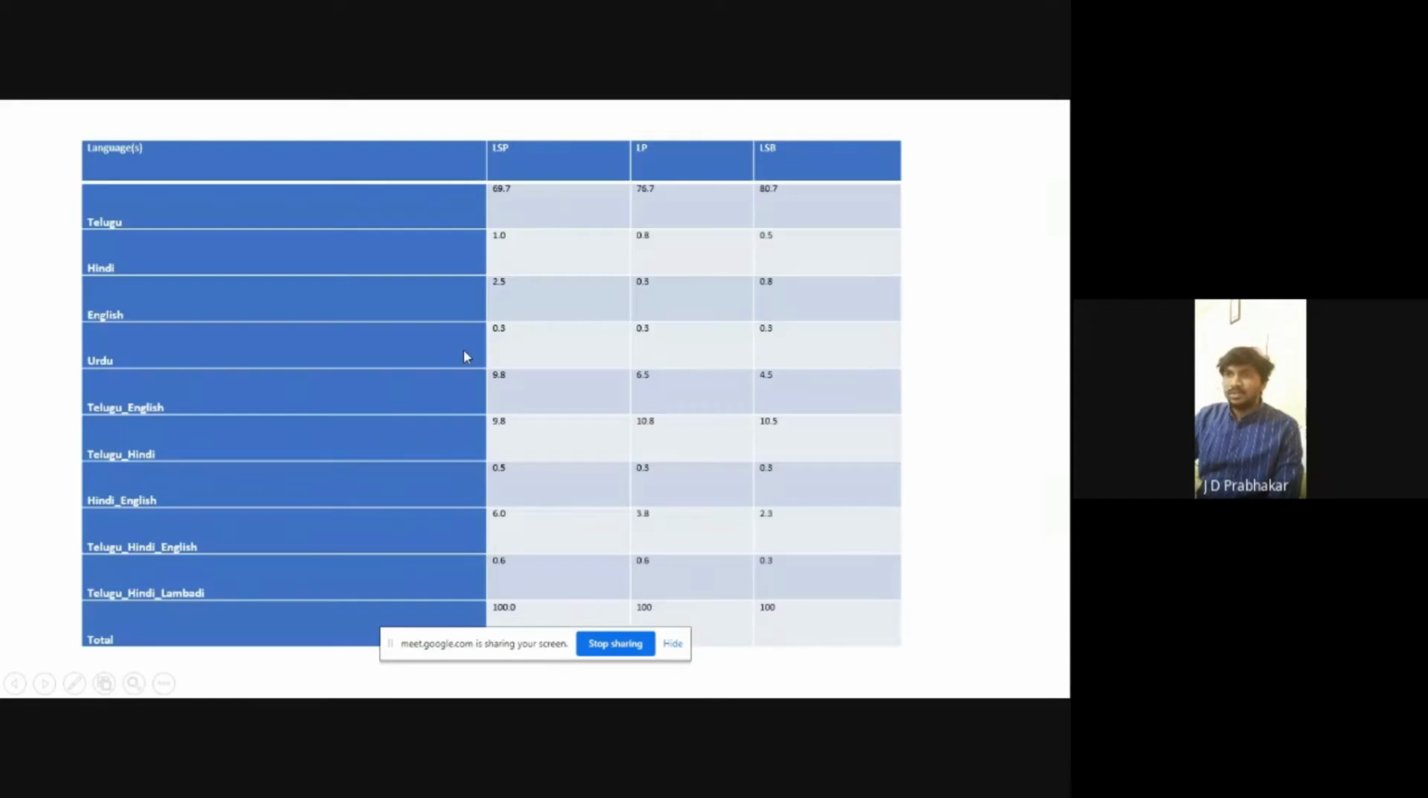Likewise, Urdu is confined to 0.03%. And Telugu, there are some bilinguals who use Telugu, their native language, along with English, 9.8%. And likewise, we have some multilingual also. So in total, in general, Telugu is used more in all layers of workers.